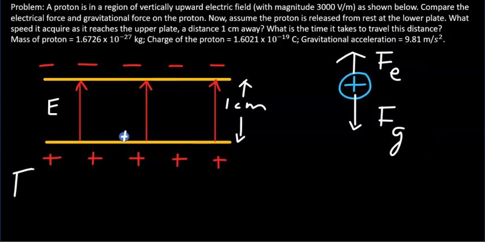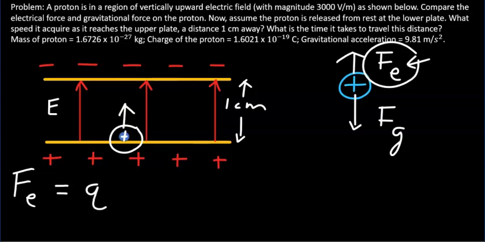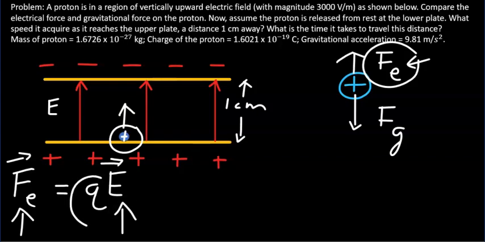So let's calculate the magnitude of the electric force. The direction of the electric force is upward. Because the proton has a positive charge and the electric field is going upward, that is also the direction of this electric force, because it's given as a product of the charge of the proton times the electric field. Since the electric field is a vector, the direction of this electric force is the same as the direction of the electric field, because the charge here is positive.